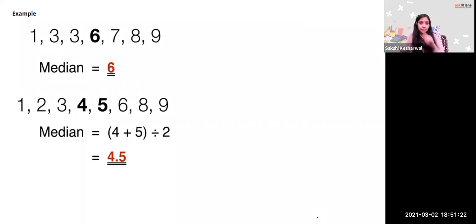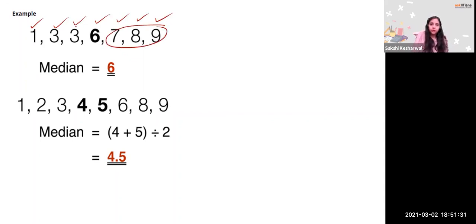So let's take an example. Now, how many observations are there? 1, 2, 3, 4, 5, 6, 7. So 7 observations means what? You take out 3 from here, and 3 from here. So this is the middle one, right?